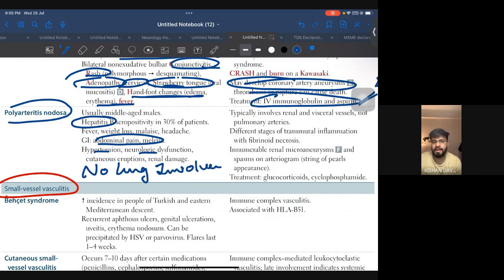There will be no lung involvement, and this is very important. Okay, बाकी सब कुछ होगा. And if it is given hepatitis B, they will give HBsAg positive. Directly go for polyarteritis nodosa.